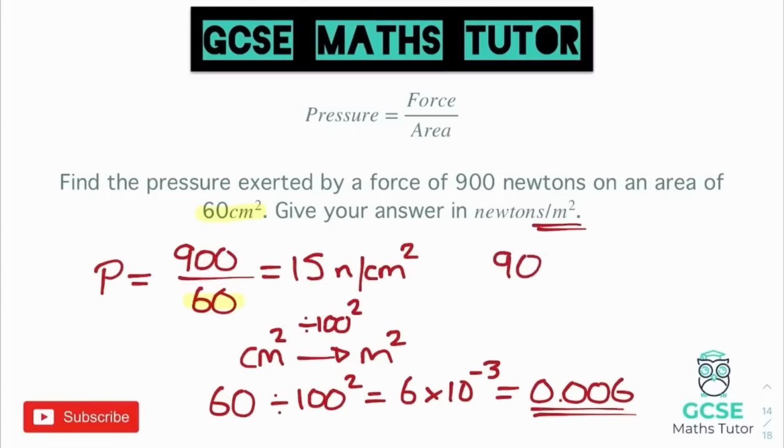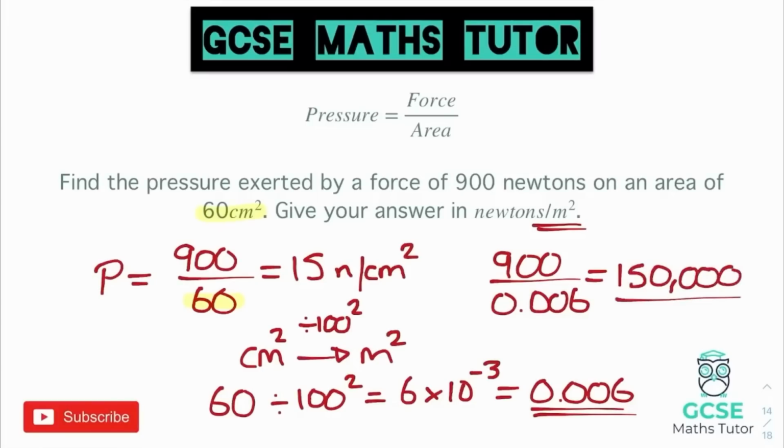So we'd just do 900, and instead we'd now divide it by 0.006, and that now gives us an answer in newtons per metre squared, and it gives us an answer of 150,000. So there's our final answer. That is in newtons per metre squared, and that would be our final answer for this question. But of course, just be careful on these questions that you read the units that it wants it in, and I would advise changing the area units rather than trying to change the newtons per centimetre squared into newtons per metre squared.